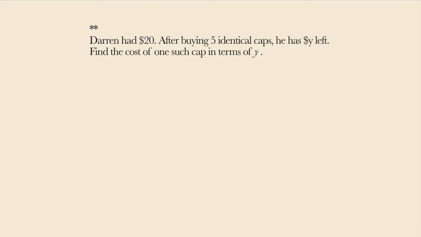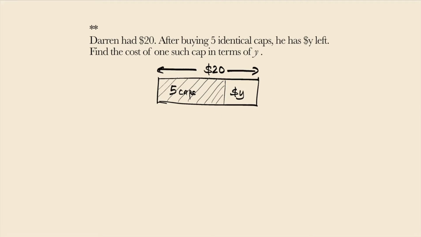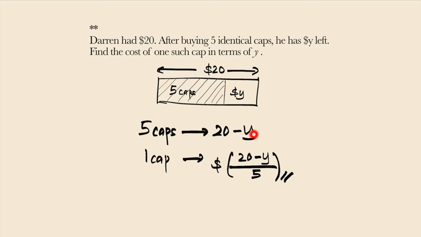Darren had $20. After buying 5 identical caps, he has y dollars left. So my mental model looks like this. $20 at first. After spending on 5 caps, he had y dollars left. Find the cost of one cap. So what we have to do is to find the money spent on the 5 caps. So what we do is take 20 minus y, which would be our first step. And then that represents 5 caps. To find the cost per cap, we would divide this over 5. Yeah, we'll divide this by 5. So make sure you write the units, and that's your answer.